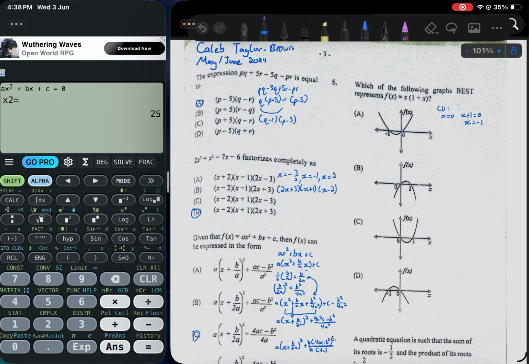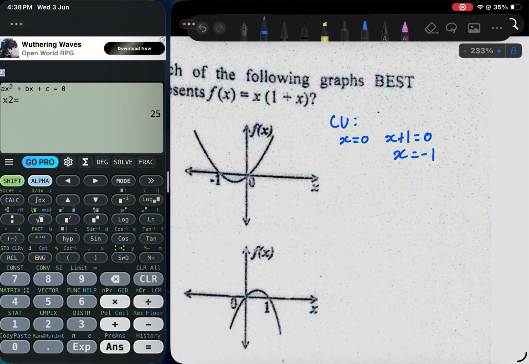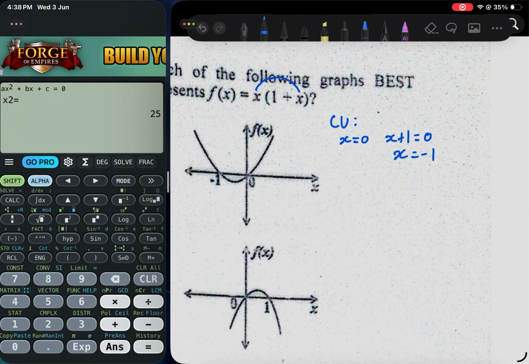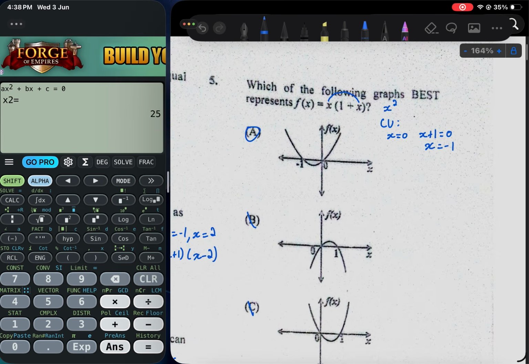Okay, these two do not have critical values of 0 and -1 respectively, but these two do. If you were to look at the coefficient of x squared when you multiply them, we'd get a positive coefficient of x squared. That means you'd have to open upwards, and the answer would have to be A.